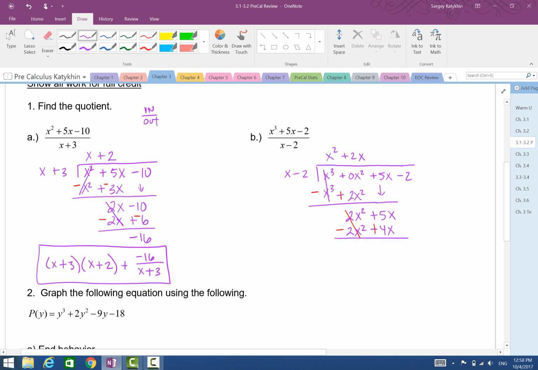And then positive 5x plus 4x will give us 9x, which then we can bring down the negative 2. And ask ourselves, okay, what do we have to multiply x by to get 9x? Well, that would be a positive 9. So that gives us 9x. And then 9 times negative 2 would be negative 18.